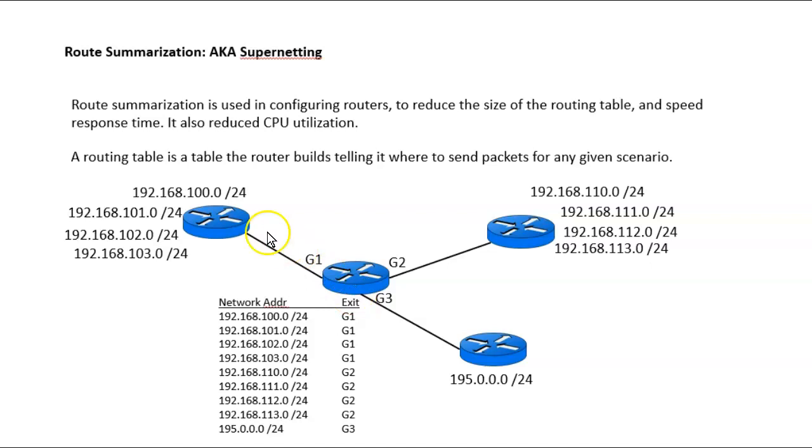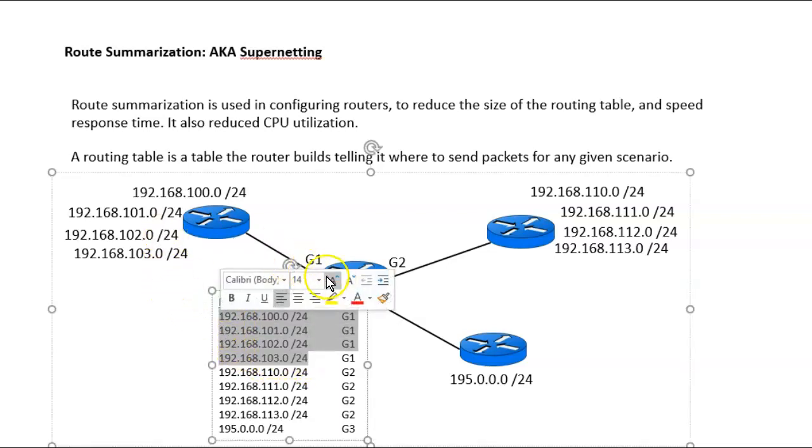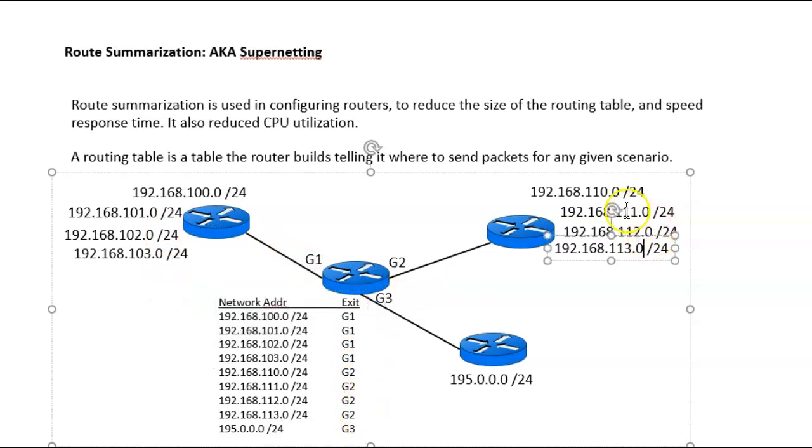Well, this routing table says if it's a 100 network here, send it out of the G1 interface. If it's on the 101 network, if the packet is destined for the 101 network, send it out the G1, 102 out of G1, and so on. So it has each of these networks in mind. Now remember, routers don't care about individual IP addresses. They only care about network addresses. So it just says, any of these first four, send it out of G1. Any of these second four, send it out of G2, the 110, 11, 12, and 13 networks. If it's on this network, send it out of G3.